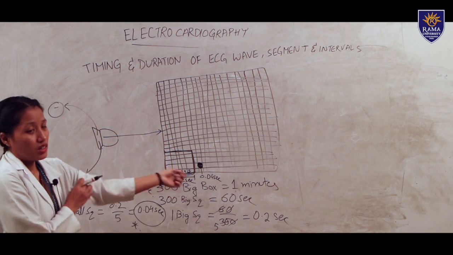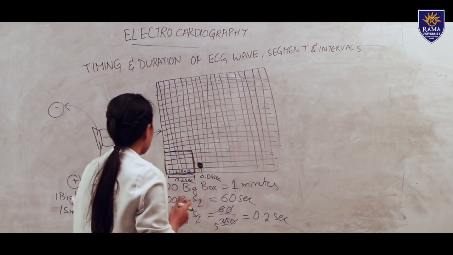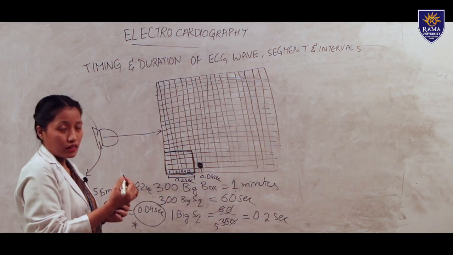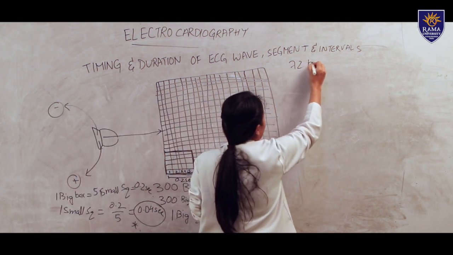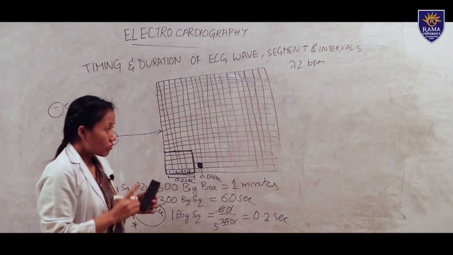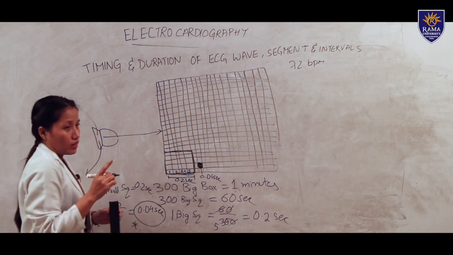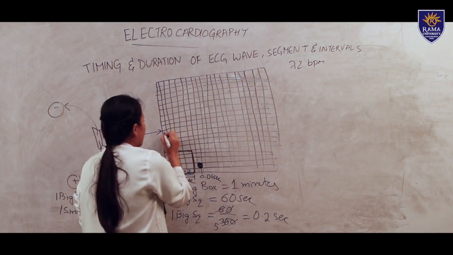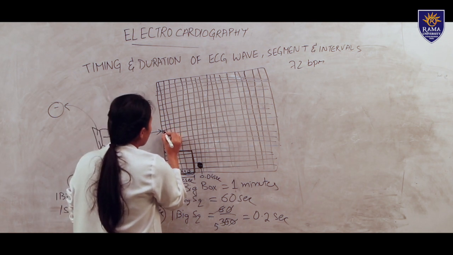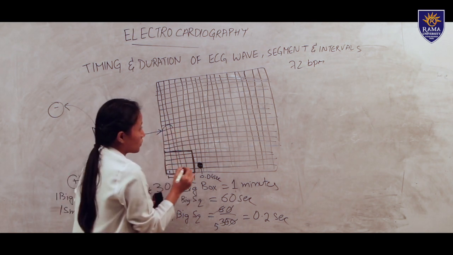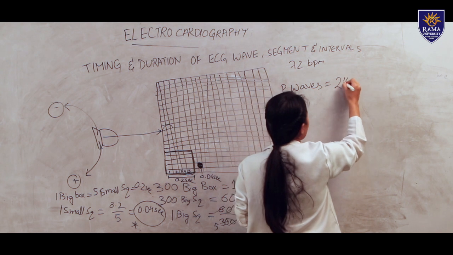Now we will see the ECG patterns and their durations. We will take an example of a normal heart, where the heart rate is around 72 beats per minute. In a normal heart, the P wave will take 2.5 small boxes. P waves take 2.5 small boxes.